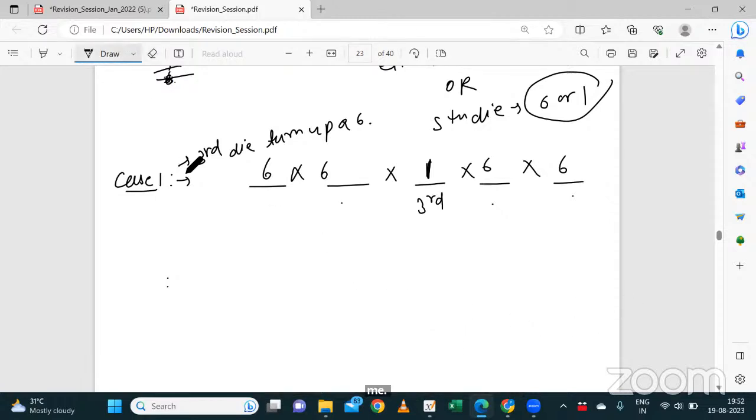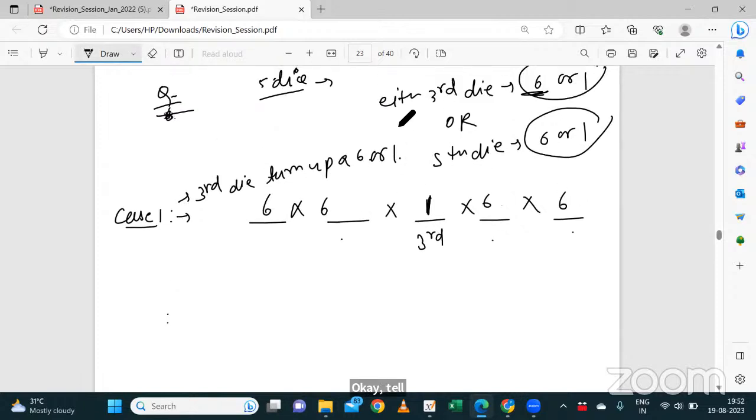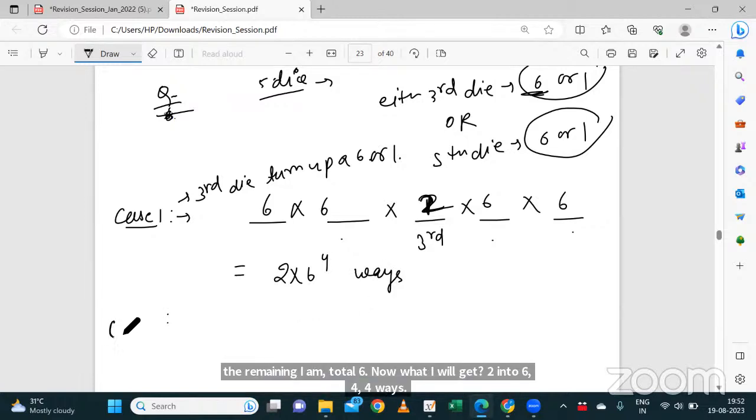Okay, tell me, case 1: third die turns up a 6 or 1. So for the third die, how many possible ways do we have? 2 ways, right? I'm saying whether it will turn up either 6 or 1. For the remaining, I have a total of 6 ways. Now what will I get? 2 into 6 raised to 4 ways. Yes or no?